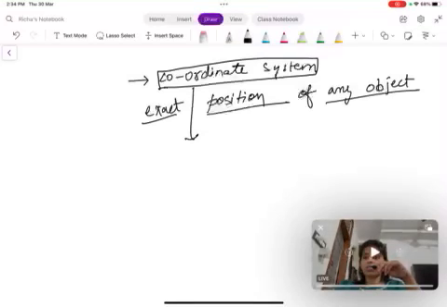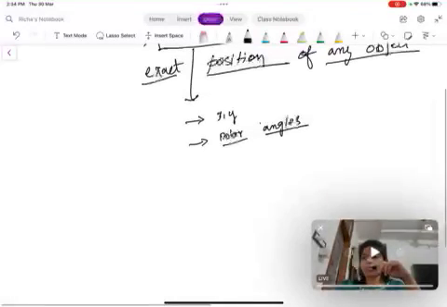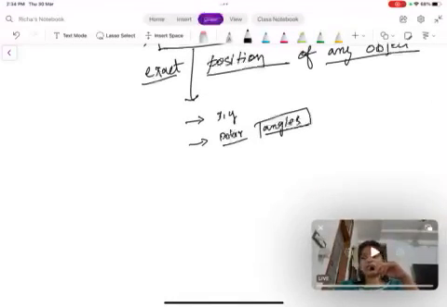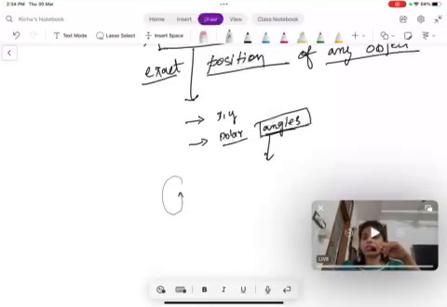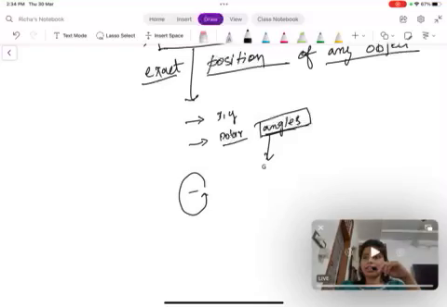In the coordinate system, we have two things. We have xy coordinates and then we have polar coordinates. In polar coordinates, we use angles. We have seen in the previous video how angles came into the picture and why we chose one complete angle, or full angle, as 360 degrees.